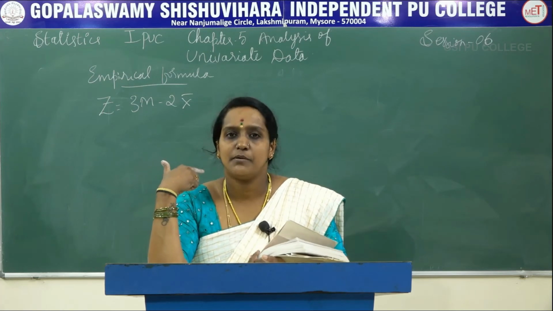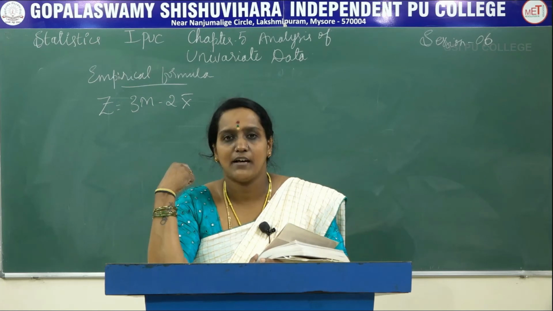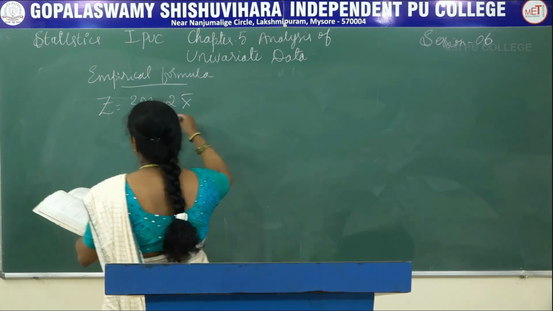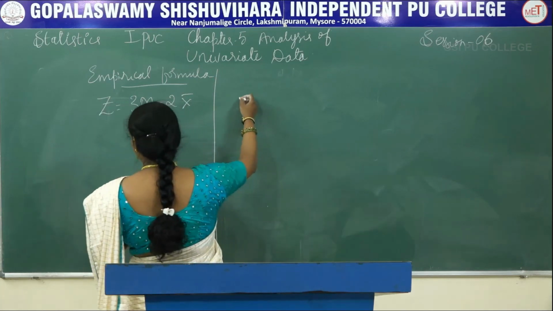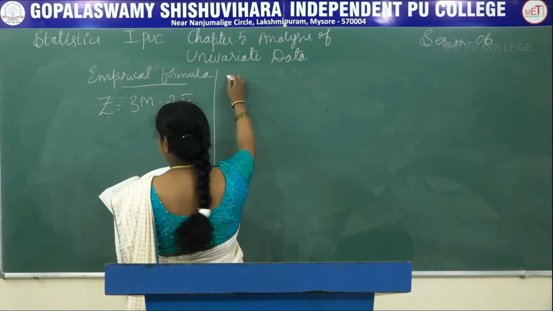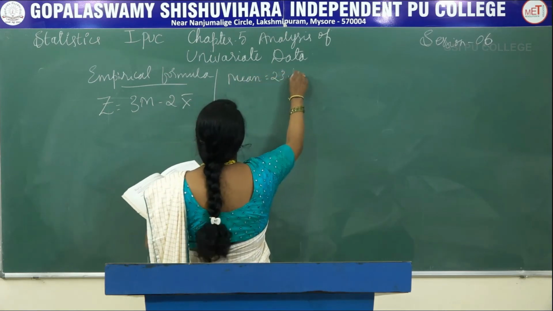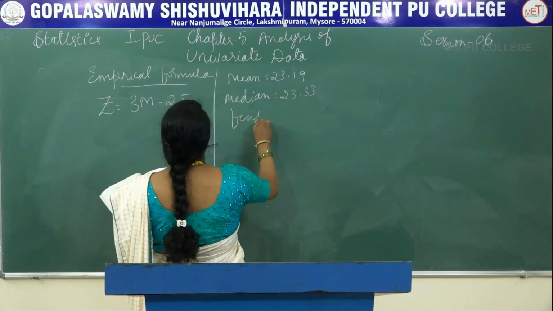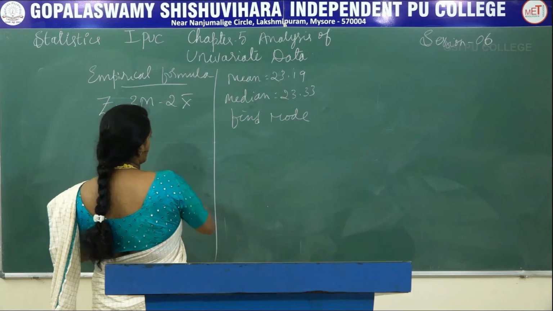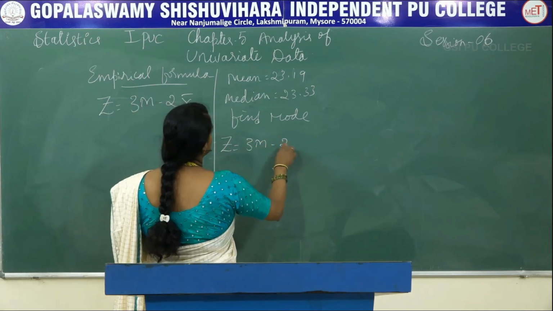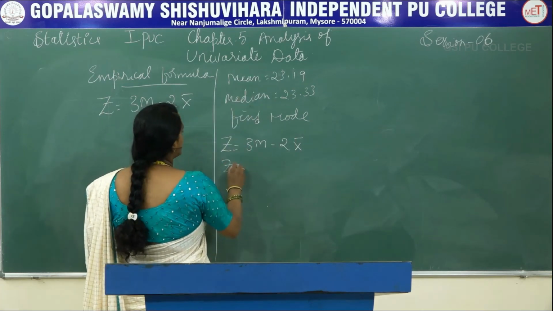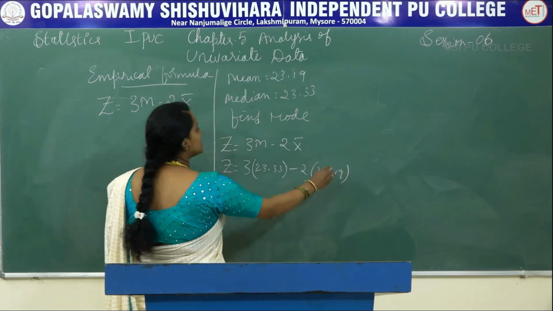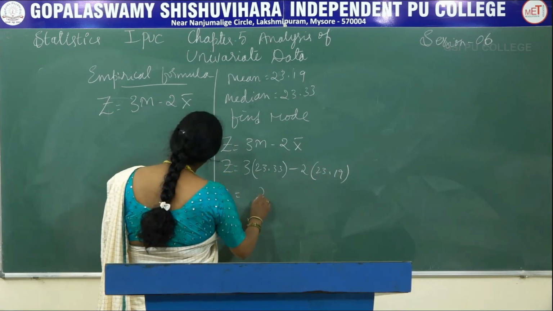So there is a relationship between mean, median and mode, and this relationship is given in this format, and this is called the empirical formula. And now we are going to solve a problem on this. Here mean is equal to 23.19, median is equal to 23.33. Find the mode value. So to find mode, I will take Z is equal to 3 median minus 2 mean. That is 3 into 23.33 minus 2 into 23.19. You just simplify this so that you will get the mode value as 23.61.